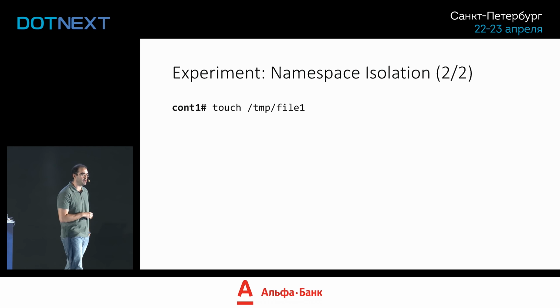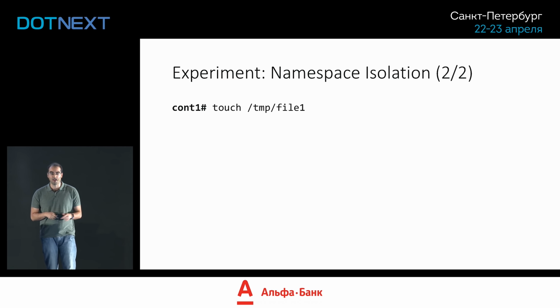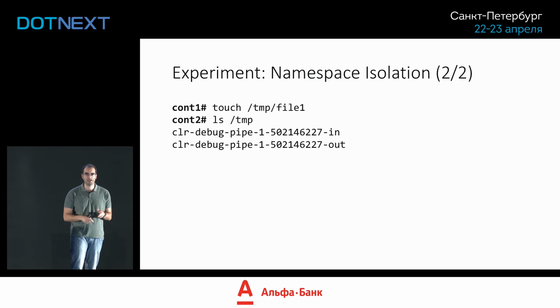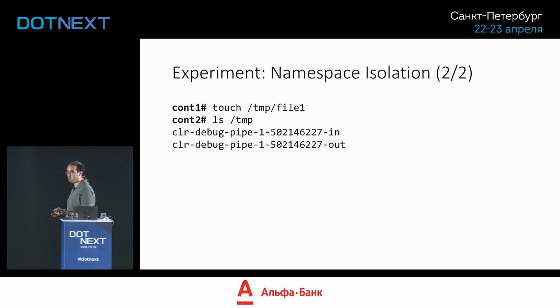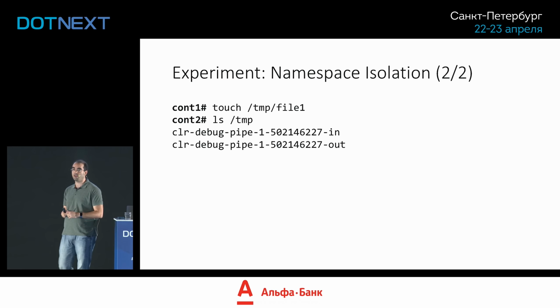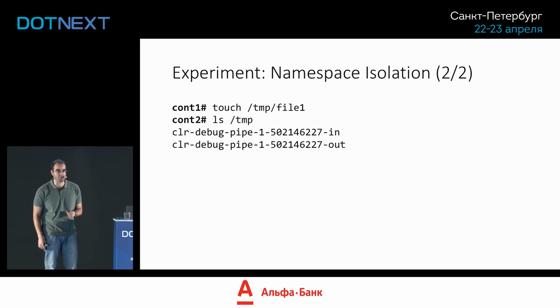So you go to container 1, and you create a new file, /tmp/file1. And then you go to container 2 and you ls /tmp. And you do find some interesting files, but not file1. So the file system, the /tmp that these two containers are seeing, are also isolated from each other.